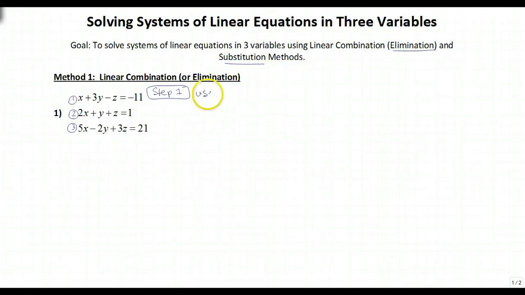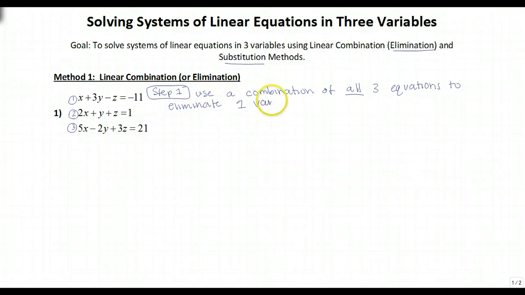So, step one, use a combination of all three equations to eliminate one variable. You have to use all three equations. So I'll show you what I mean.